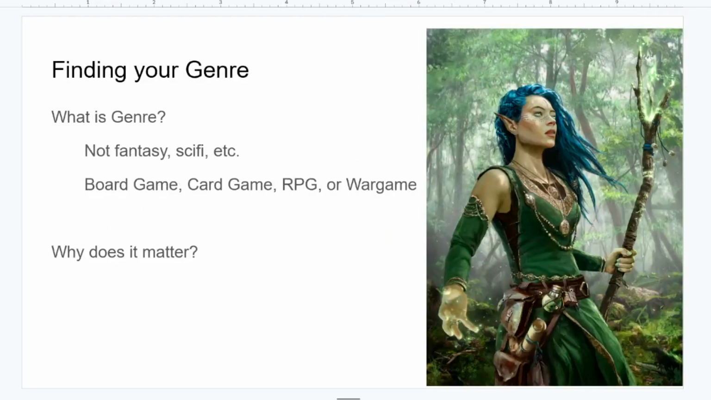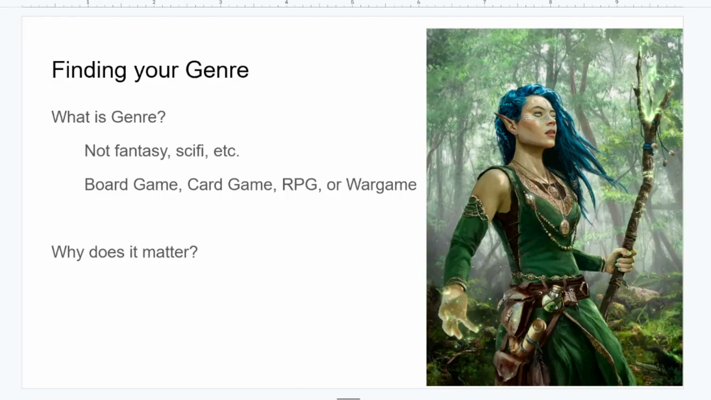So what we're mostly going to be talking about today is finding your genre. And when I say genre, I'm not talking about fantasy, sci-fi, anime, anything like that. Another way to say this would be business model. In a sense, we're asking: is your game a board game, a card game, an RPG, or a war game? These are the four overarching genres of tabletop games that I've picked to specifically highlight today. There are subgenres within each of these.